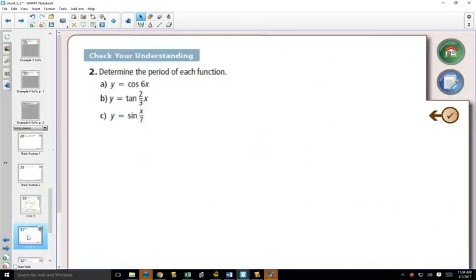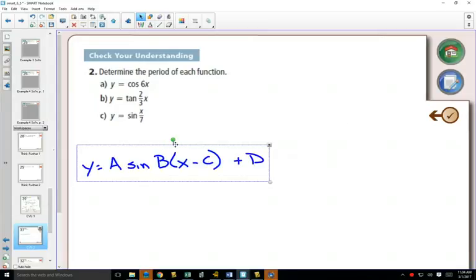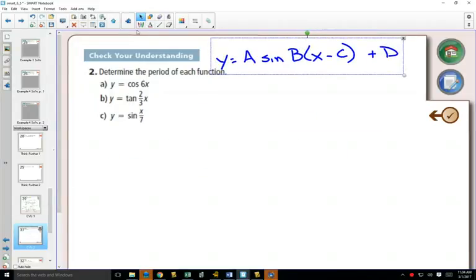In example 2 here, now we're going to look at what happens with the b value. So our b value, normally that was something that happened horizontally. It was either a horizontal compression or a horizontal stretch. And if we look at the 3 examples here, can you see that the cos 6x in part A, that would be a horizontal stretch or compression?